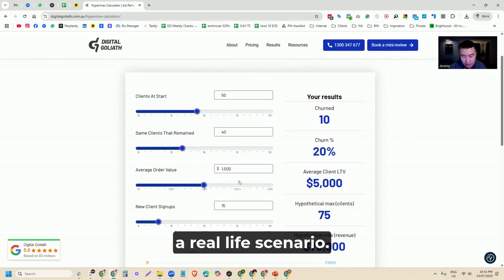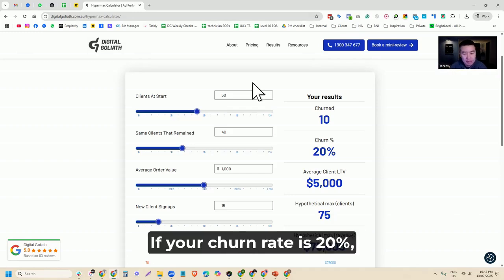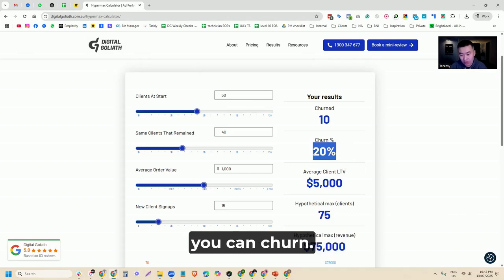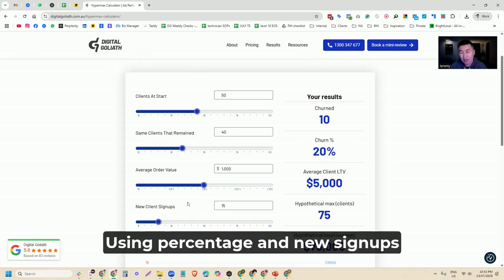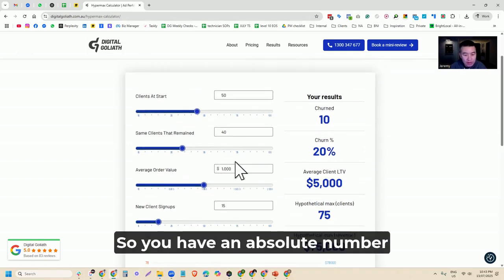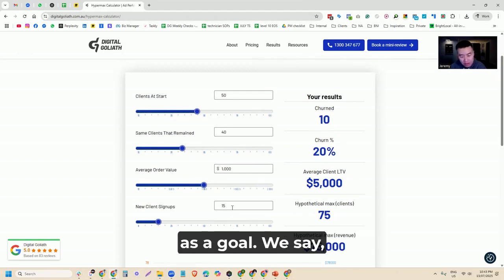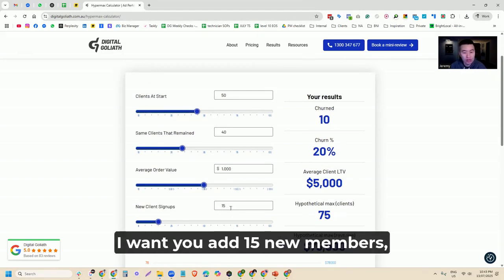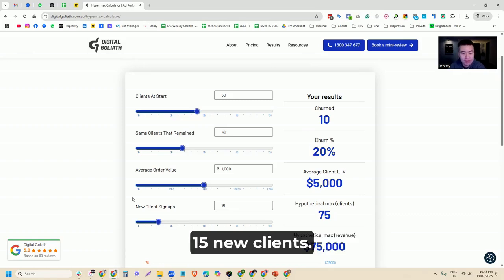If this was a real-life scenario, if your churn rate is 20%, which means if you got 120 people, 240 people leave, right? If your churn rate is 20%, because that's how you count churn, using percentage, and new signups are usually counted by individuals, because you can't say every month my goal is to increase 10%. That doesn't make sense, right? Because it becomes too exponential. You won't be able to keep up. So you have an absolute number as a goal. We say, I want to add 20 new members. I want to add 15 new members, 15 new clients, something like this.